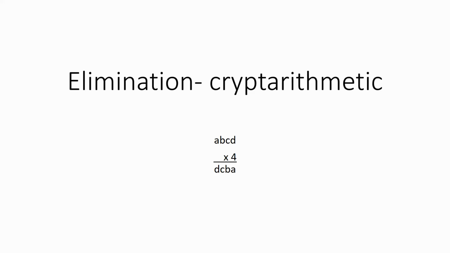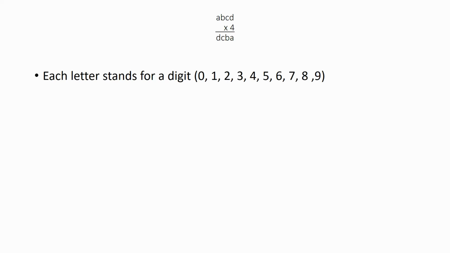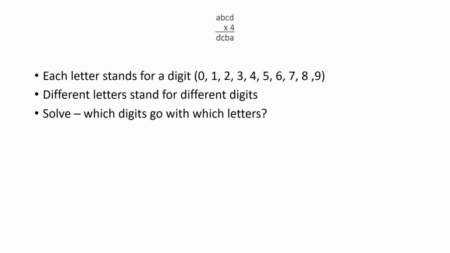In this problem, we're going to solve a cryptarithmetic problem using elimination. A cryptarithmetic problem looks like this: ABCD times 4 equals DCBA. Each letter stands for a digit, 0, 1, 2, 3, up to 9. Different letters stand for different digits. And we want to solve which digits go with which letters.